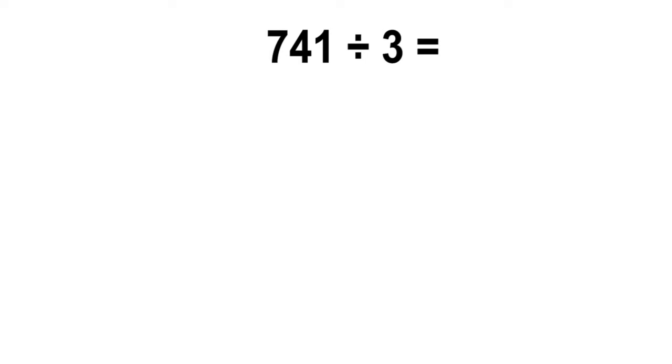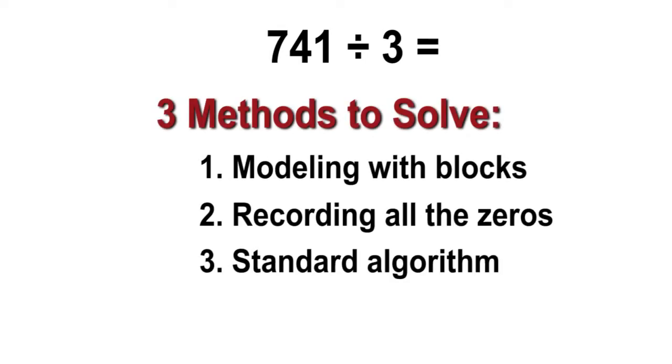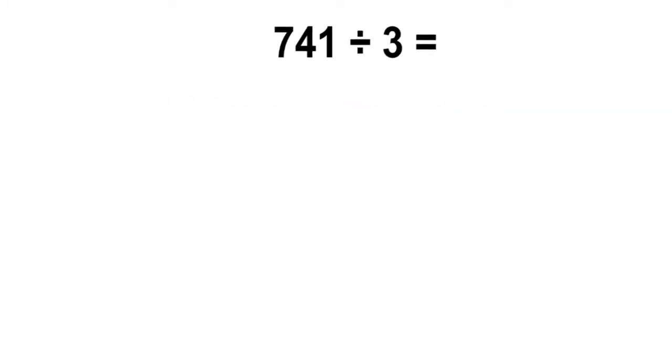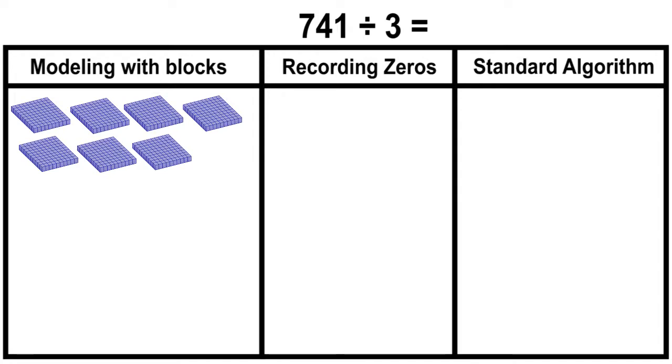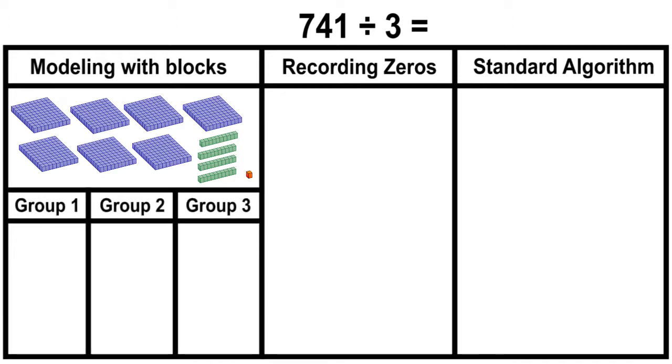Let's divide 741 by 3. The three methods we will use are modeling with blocks, recording all the zeros, and the standard algorithm. To represent 741, use 7 flats for the hundreds, 4 rods for the tens, and 1 cube for the ones. We will split this number into 3 groups.